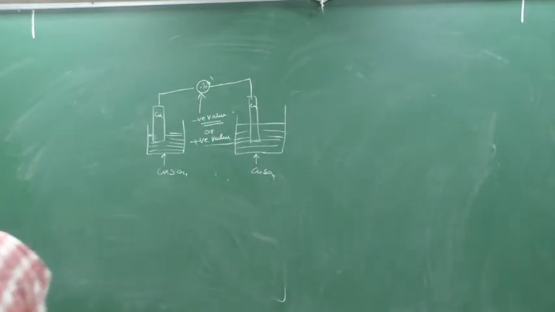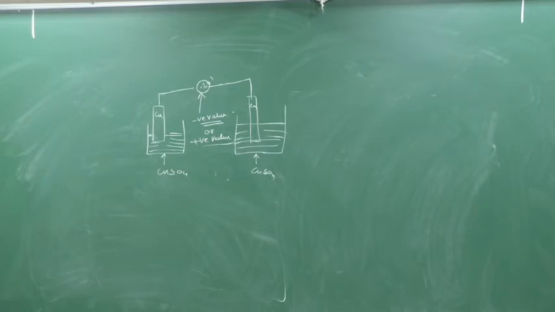Write down this. If the value of cell potential turns out to be negative, it indicates the wrong designation of electrodes.